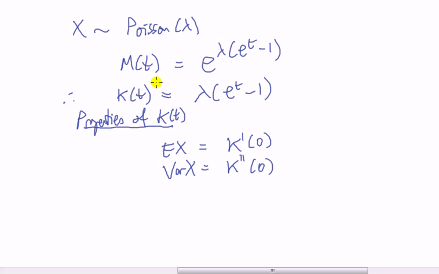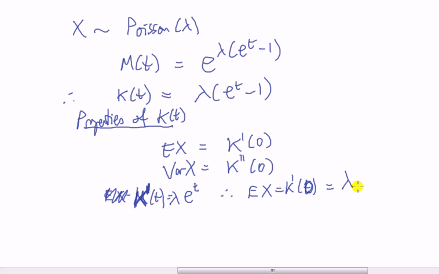So in our example here with the Poisson, we have the expected value of X is equal to the first derivative of this with respect to t, and you can see immediately that's going to be lambda e to the t, evaluated at 0. So let's say K first derivative, let's make that clear, is equal to this, and therefore the expected value of X, which is equal to the first derivative of that cumulant generating function evaluated at t equals 0, is equal to lambda. Done.